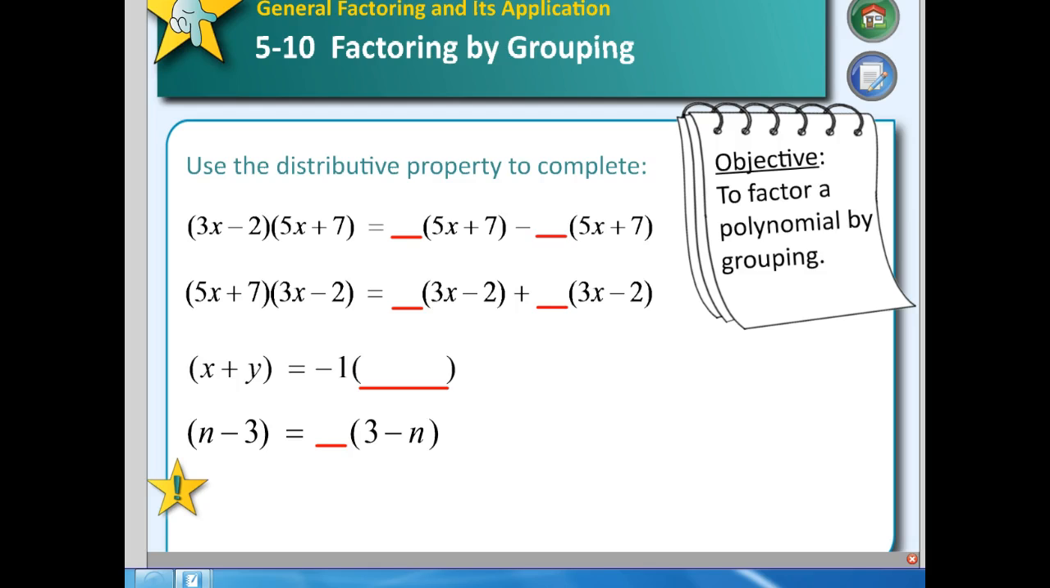Now, there's two really important properties that we've learned back in other chapters that will really help us today. One of those first properties that we learned before was the distributive property. Do you remember back in chapter 4 when we were learning how to multiply polynomials, before we learned how to FOIL, that we could take our binomials and multiply by using the distributive property?